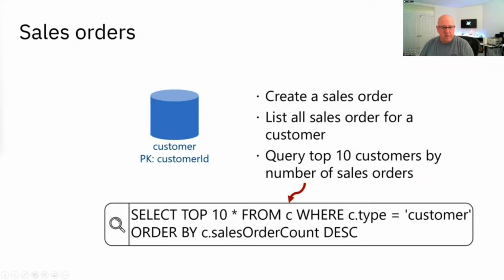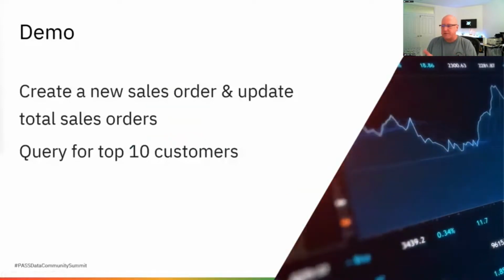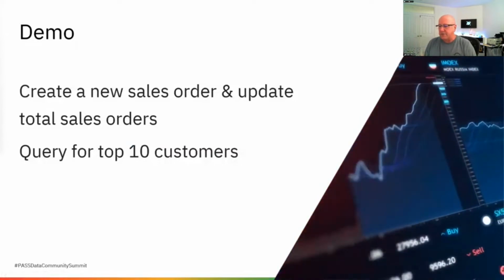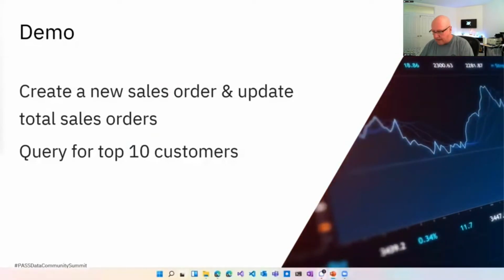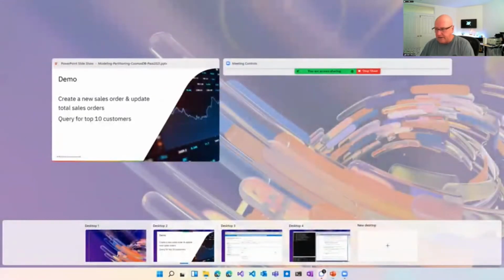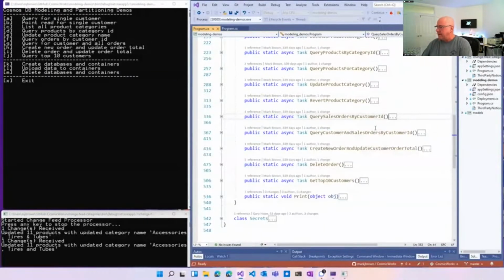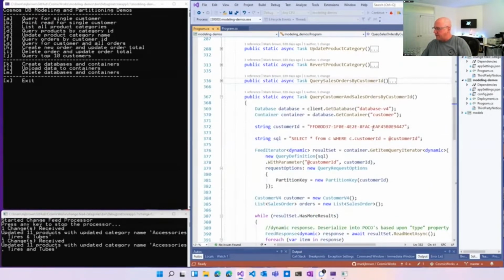In this demo, I'm going to show you a bunch of stuff. I'm going to create a new sales order, and I'm going to update the sales order total. Then I'm going to do my query for my top 10 customers. I've got 6 minutes, I know I can do this. Let me show you the query. I'm going to query customers and sales order total here.